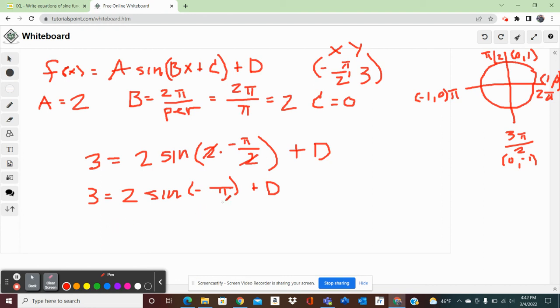So that means in this instance, D equals 3. Why? Because sine of negative pi is 0, and 2 times 0 gives me 0, so D is equal to 3. So when we put our answer in, we're going to put 2 sine 2x plus 3.